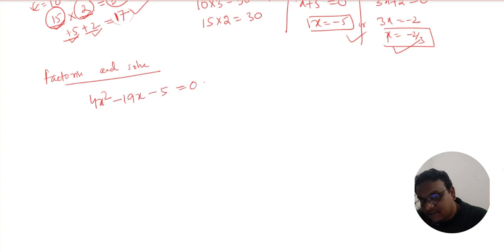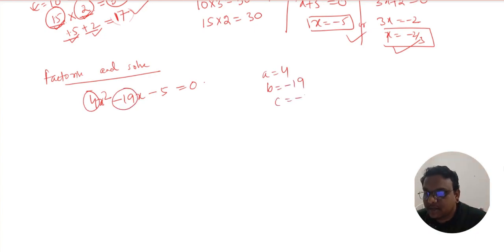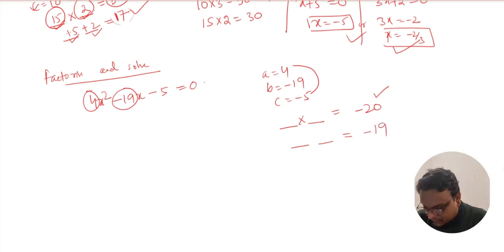First step, find the value of a, b and c. What is the value of a here? A is 4. What is the value of b here? See, always the coefficient of x squared is a, coefficient of x is b, which is minus 19, and c equal to minus 5. So you have to find two terms whose product is AC, meaning minus 20. 4 times minus 5 is minus 20. The same two numbers, when you add or subtract, should give minus 19. As simple as that.